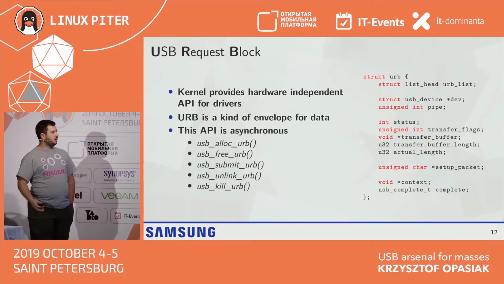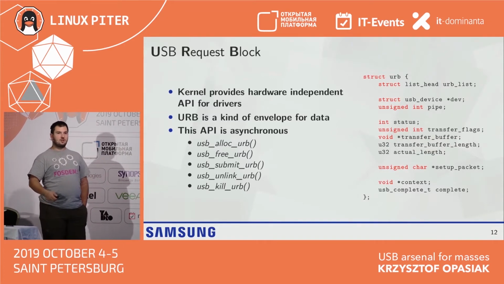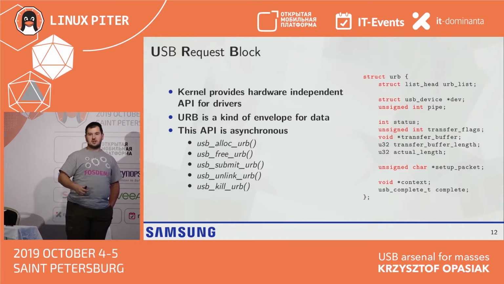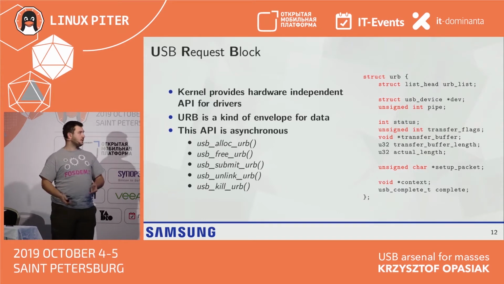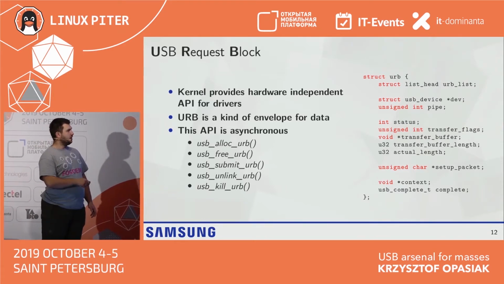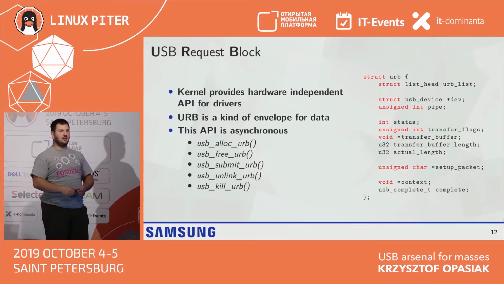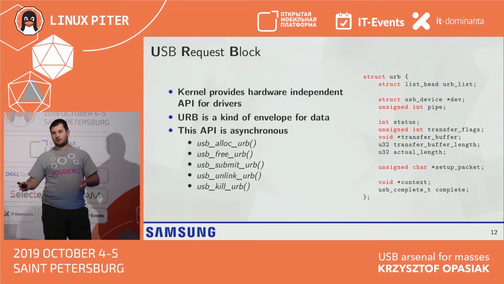So how do we operate with USB transfers in our Linux kernel? The very basic structure that describes a USB transfer is a USB request block. It's basically an envelope for data that you would like to send or receive from the device. What you need to do is to just put the device, put the endpoint number, and then just schedule the envelope, give it to the mailman, and wait for a completion.